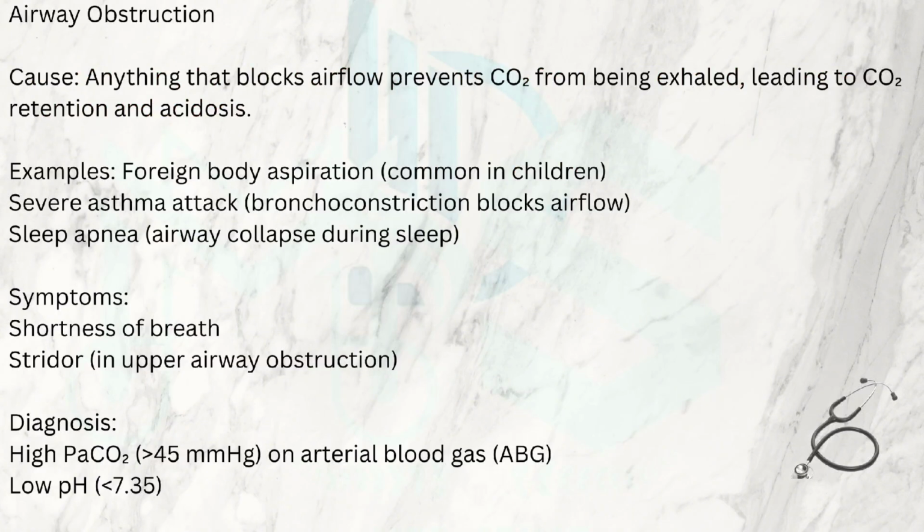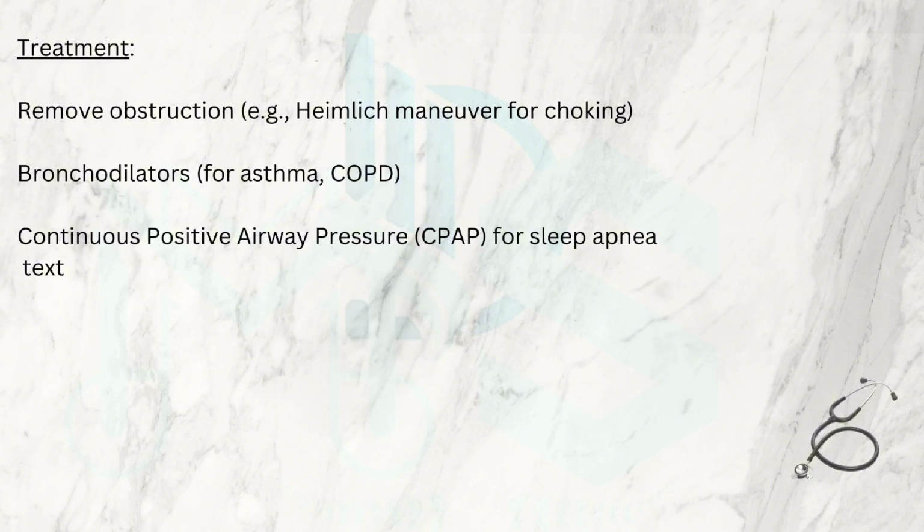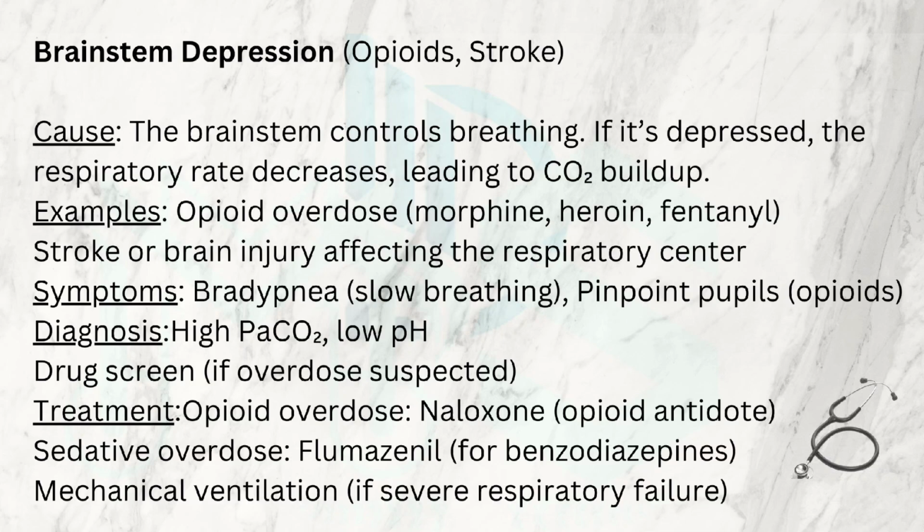The first one is airway obstruction. Now let's look at what happens in airway obstruction. This is very self-explanatory: anything that blocks the airway tract, that's the trachea, be it foreign bodies or whatever. The symptom is shortness of breath. The diagnosis is that there will be a high partial pressure of carbon dioxide, CO2, and there will be a low pH.